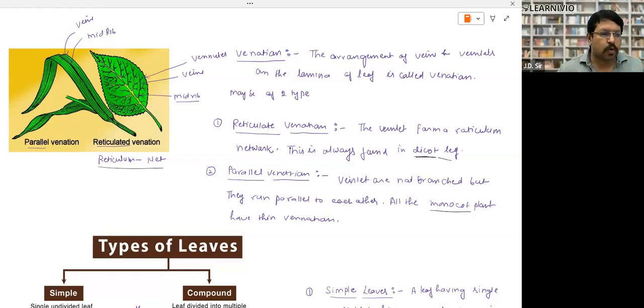I have a question for you. What will be the venation in the leaf of pulses? Tell me, both Siddhika and Martin. Parallel. Sorry, parallel. Okay. What about you, Martin? What will be the venation in the leaf of pulses? Parallel. So are they dicot or monocot? Please note down. Absolutely wrong. Please note down.